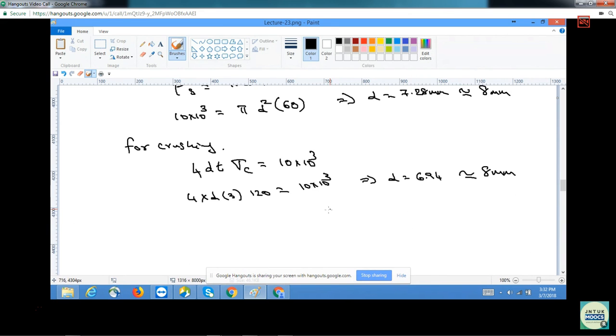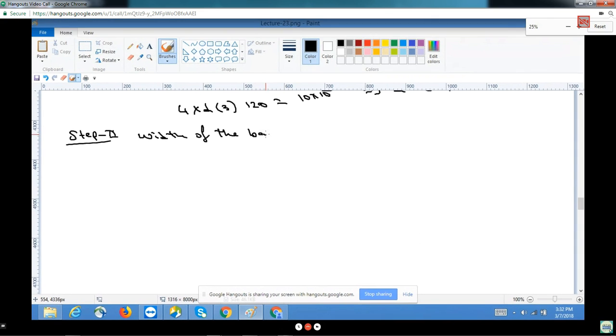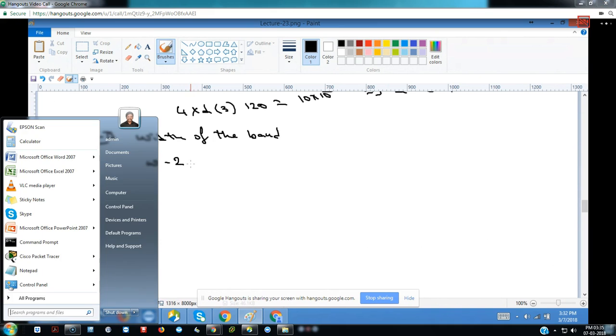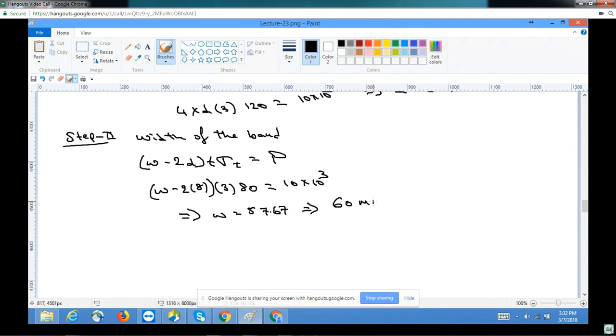So that means now we can determine the width of the plate. It is (W minus 2D) times 3 into 80 is equal to 10 into 10 power 3. That implies W is equal to a minimum of 57.67. So we will take 60 mm.